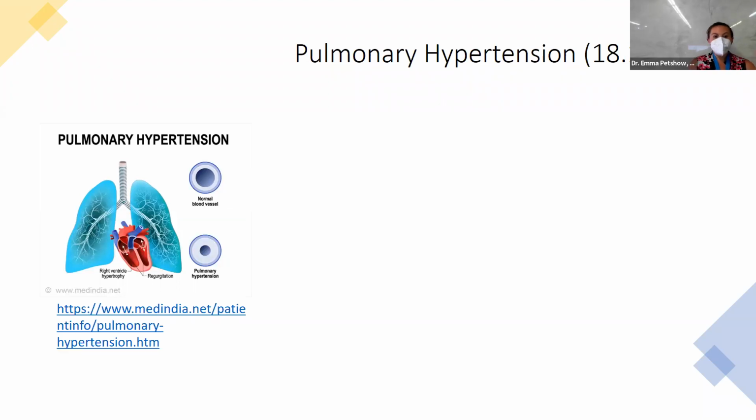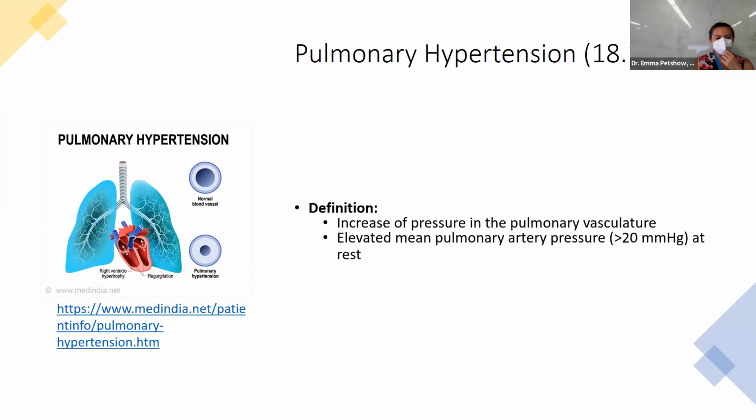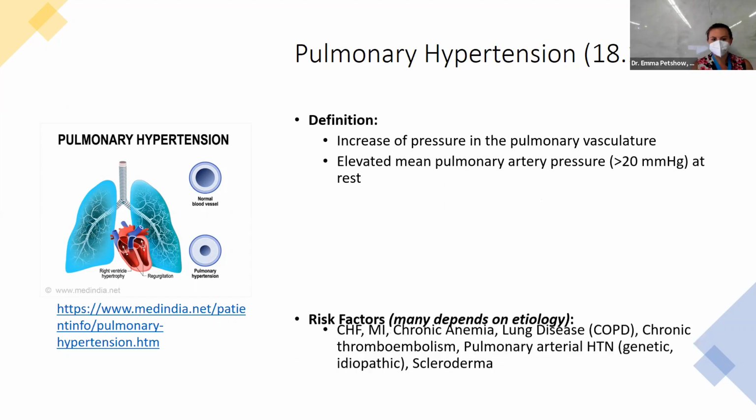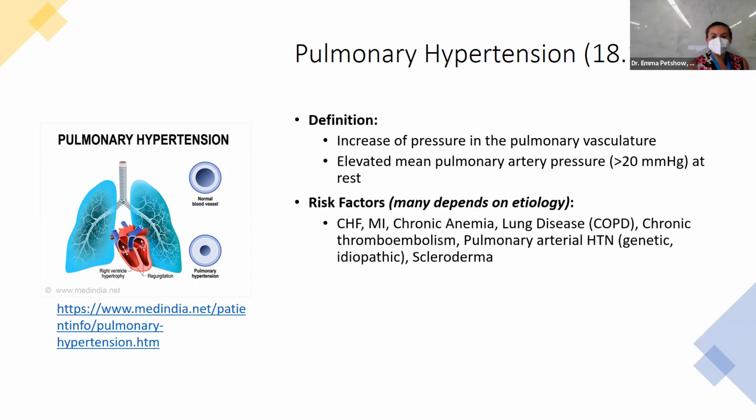All right, so pulmonary hypertension. I want you to forget everything you know about hypertension now because we're doing pulmonary hypertension. It's different. So pulmonary hypertension, increased pressure in the pulmonary vasculature, just pulmonary vasculature. So think about those pulmonary veins, arteries. That's where we're talking here. Your mean pulmonary artery pressure is going to be elevated, greater than 20 millimeters of mercury at rest. That's the definition. Risk factors are also many.